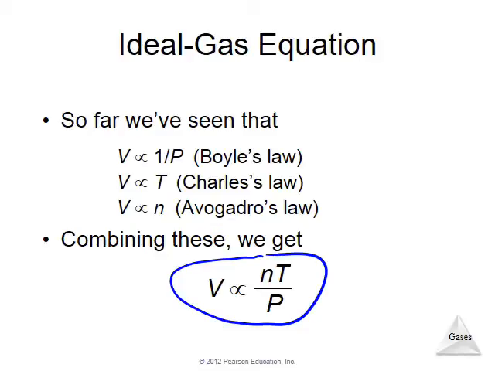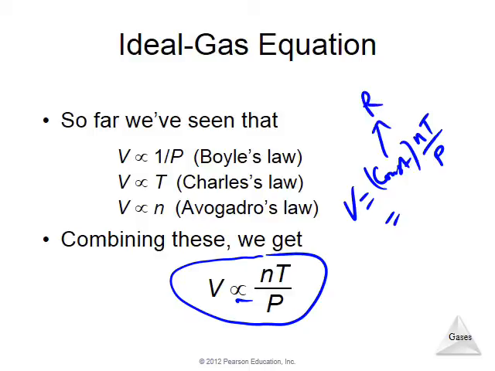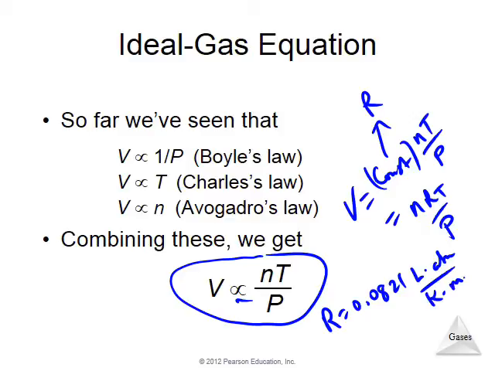Now then you can write down proportionality. If you replace proportionality by an equal sign, then there'll be a constant. So you'd have a constant times nT over P. And that constant in gas law we represent by R. So let's now write this as V = nRT over P. And this is considered to be the ideal gas equation. And R has a fixed value, which is 0.0821 liter atmosphere per degree Kelvin per mole.